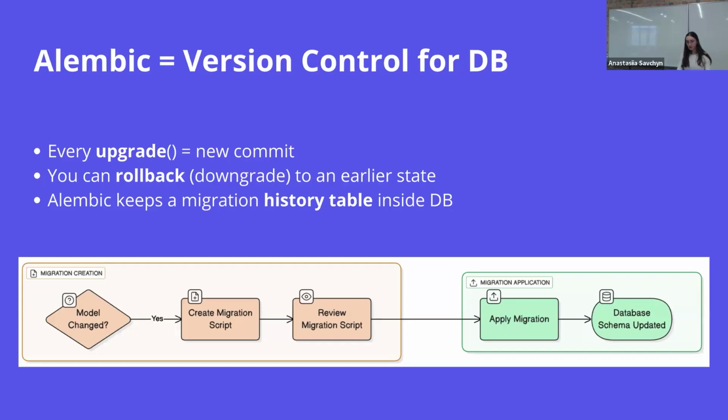So if the model changes, we create a migration script, then we review it. That's really important, because sometimes things that we don't want may end up there, so it's important to validate it. Then we apply it, and our database schema is updated. So the goal is achieved, and we have the script. We can share it with other people working on the project, and everything will be in sync. That is our goal, actually.